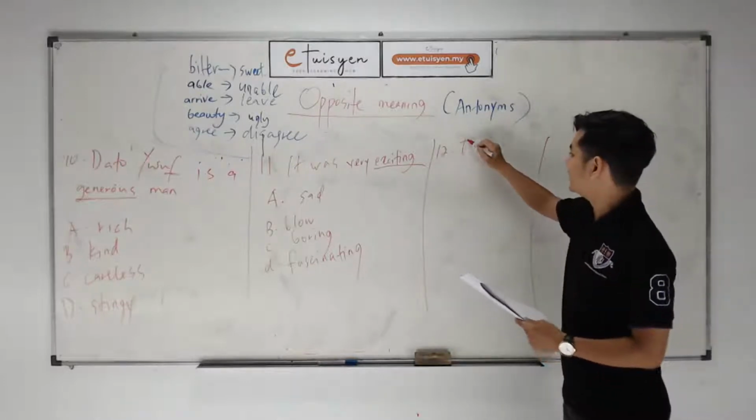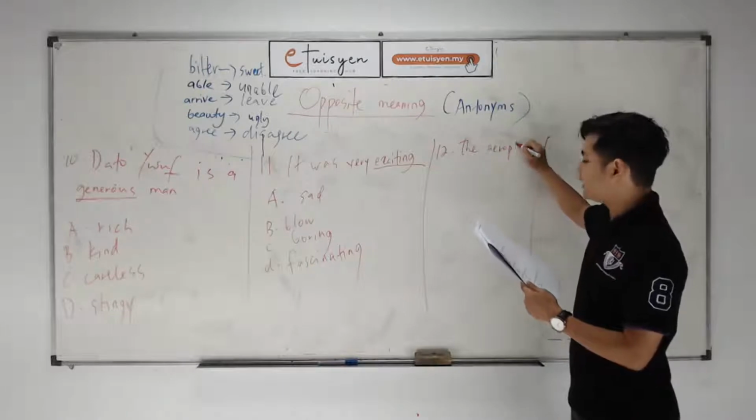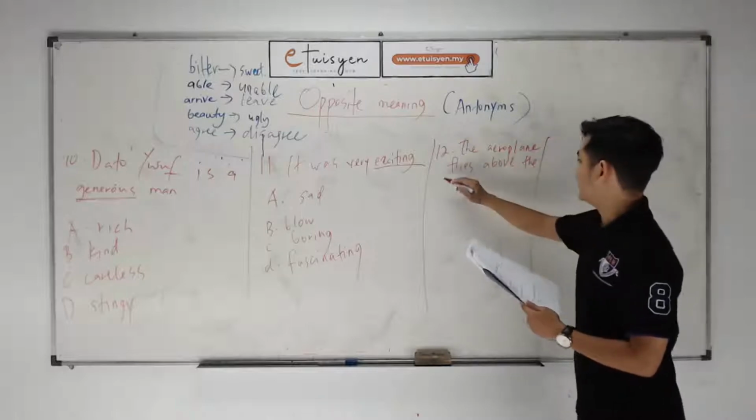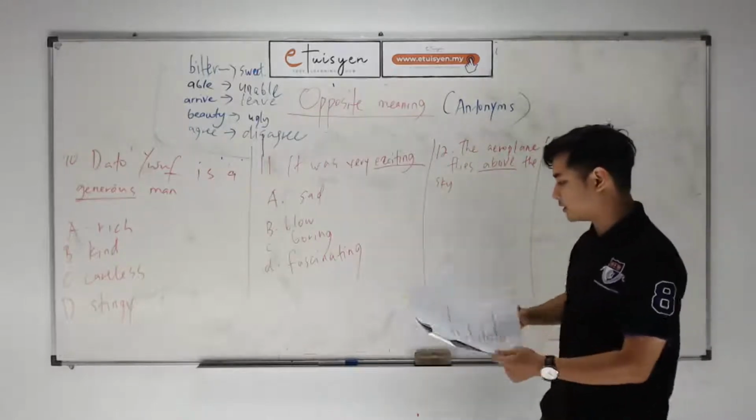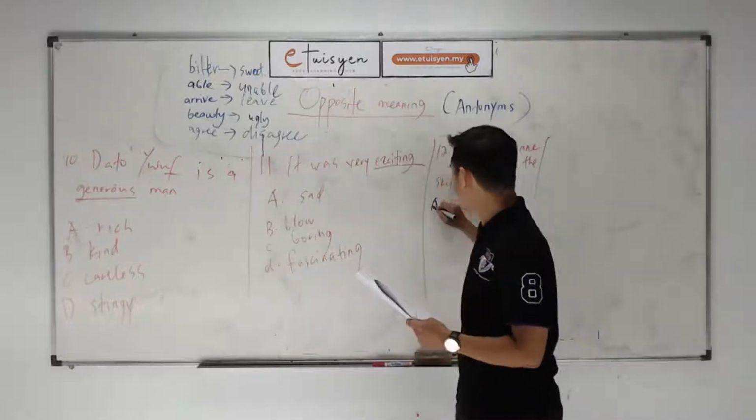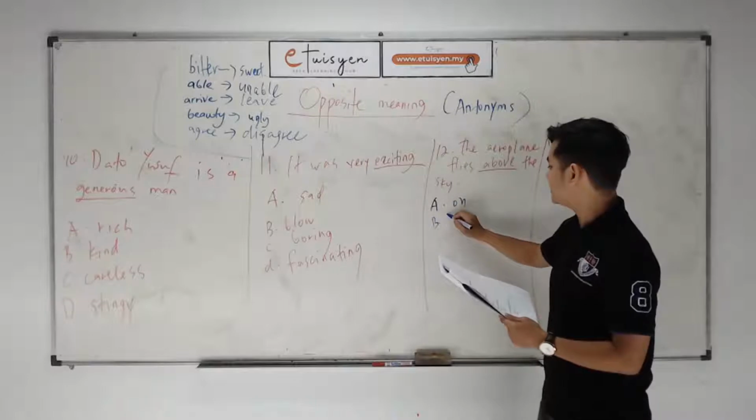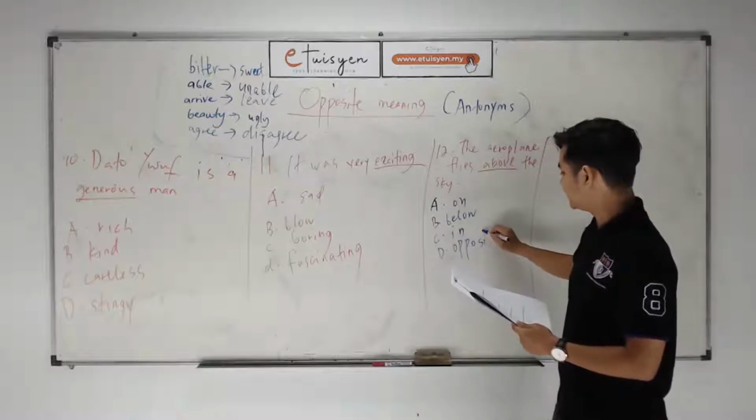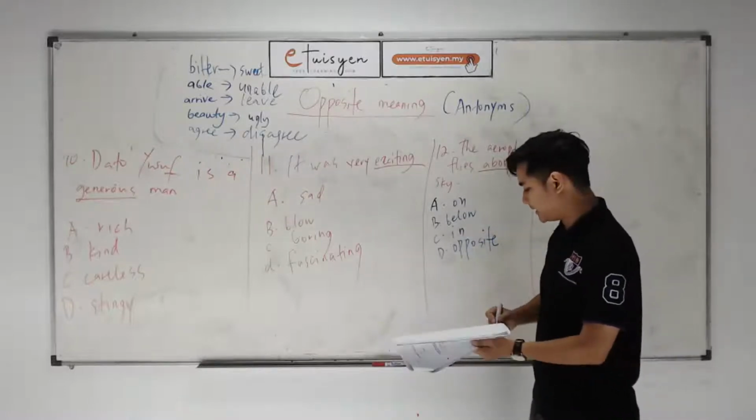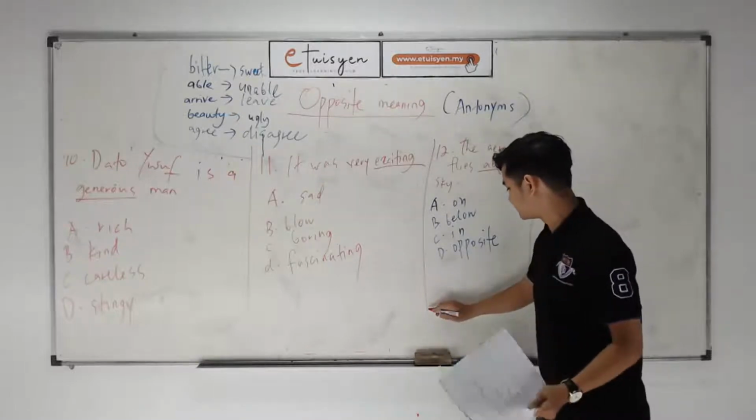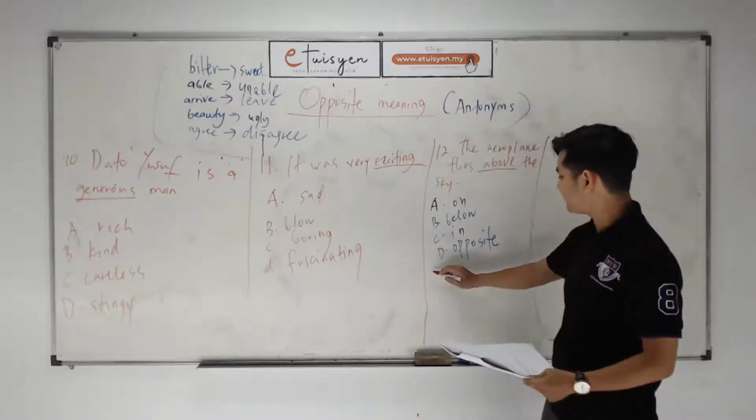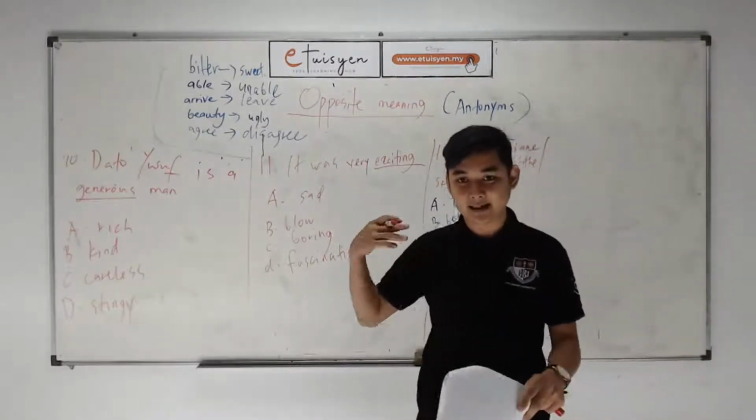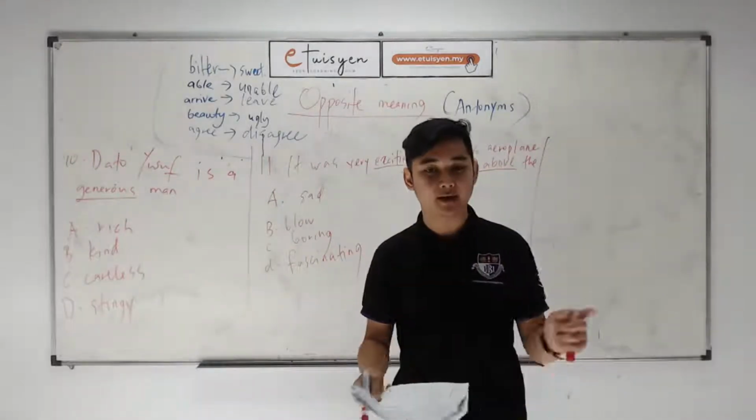Okay, 12. The aeroplane flies above the sky. Above. Okay, so choices of answer, we have A, on, B, below, C, in, D, opposite. Okay, number 13. I'm so sorry, second energy makan space, but actually my target is at least we discuss 15 questions on the opposite meaning today.